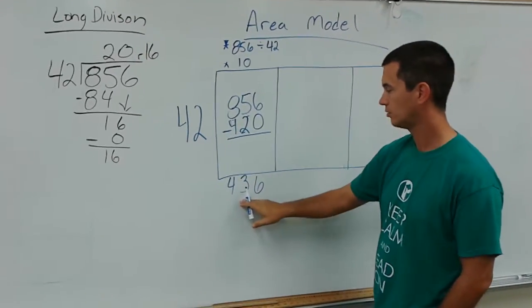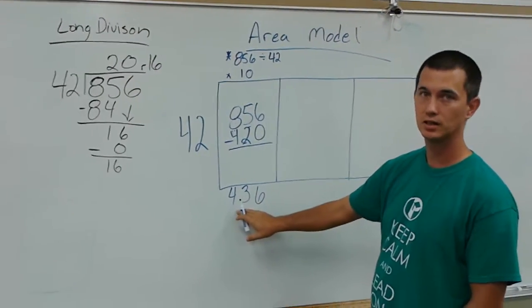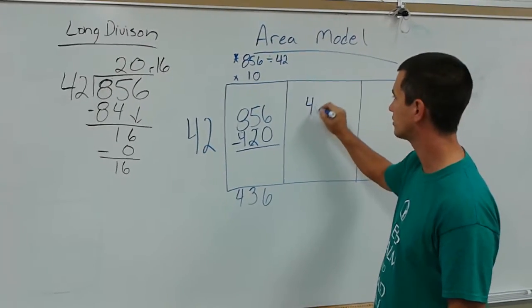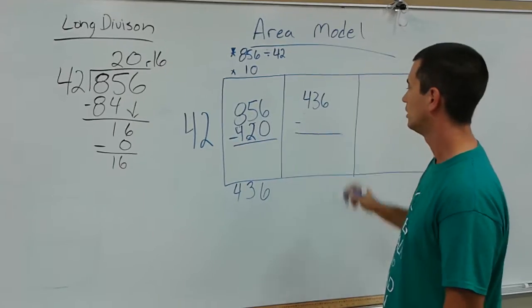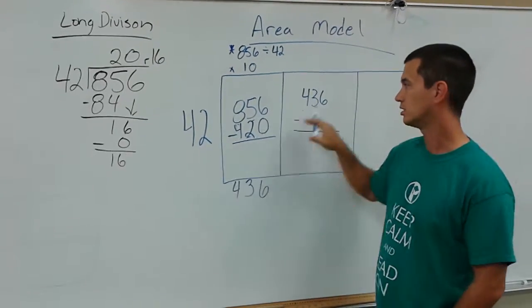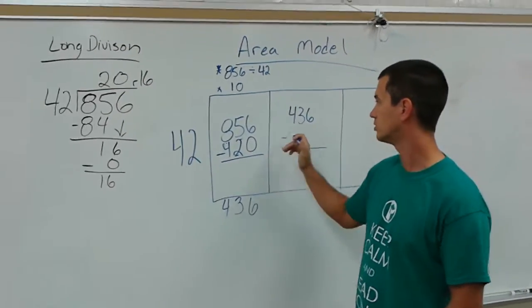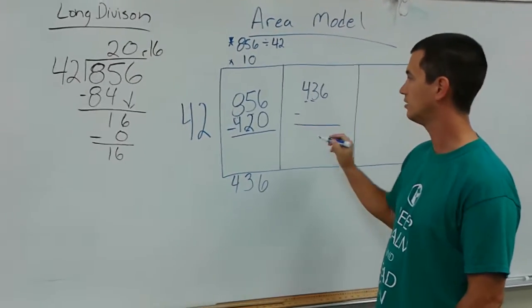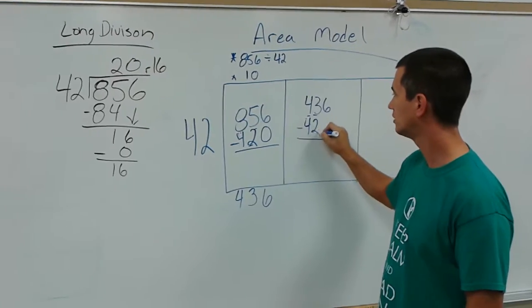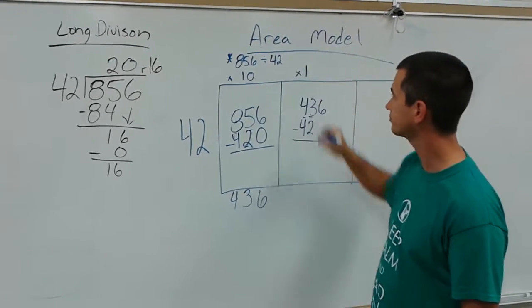Now at this point, they're going to take this answer and put it into the next box. Now, we're going to see if 42 can go into this number. So we're going to say, can 42 go into 4? No. Can 42 go into 43? It can. So we're going to write 42 underneath it. That means they've times it by 1.